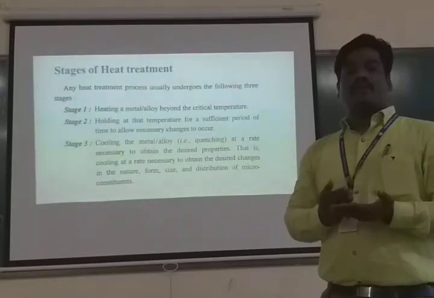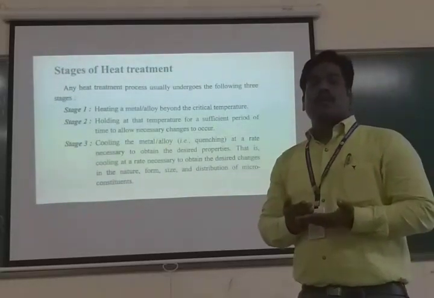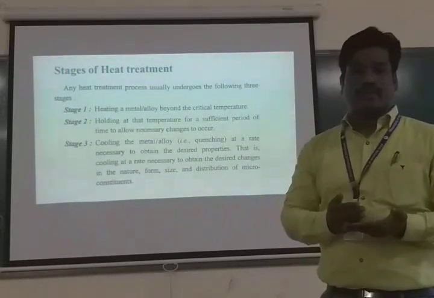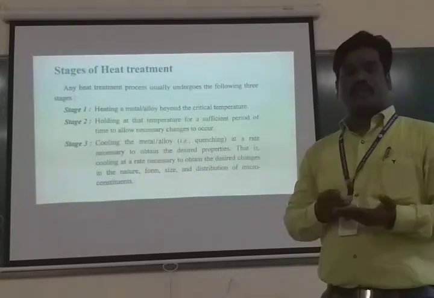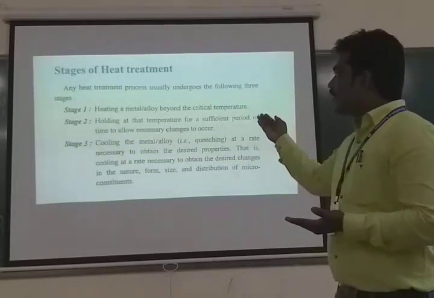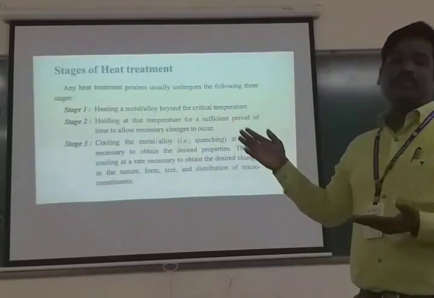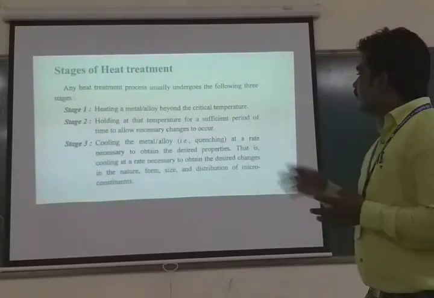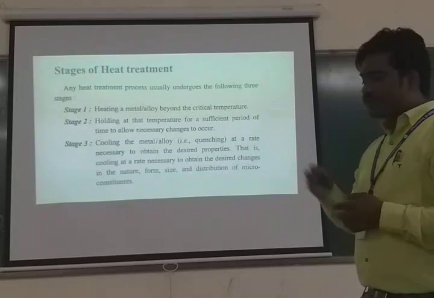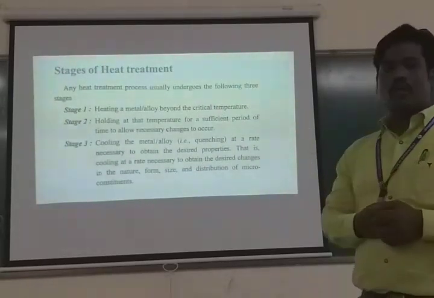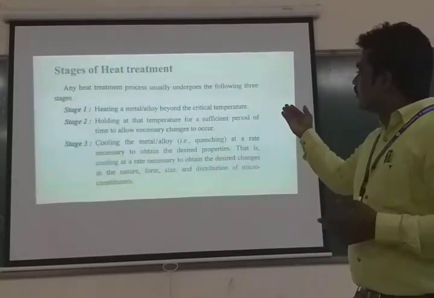After that, we choose the material and what kind of property we need to achieve with the help of the heat treatment process. So we need to identify the critical temperature. Once you identify the critical temperature, we need to heat the product with the help of a furnace or some heating source beyond the critical temperature. Stage two is holding the temperature for a sufficient period to allow the necessary changes to occur.